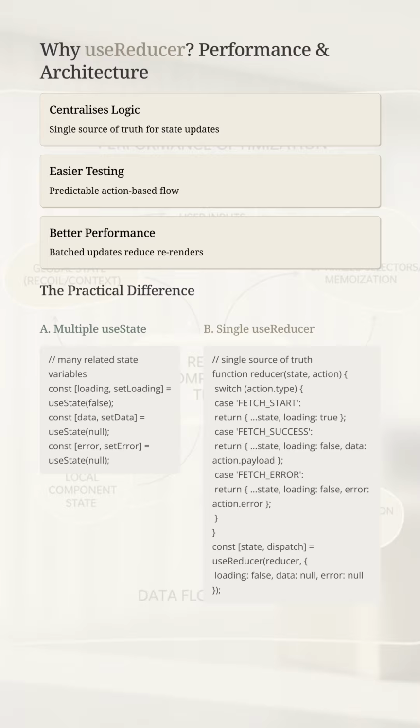This has three big benefits. First, it centralizes your logic into a single source of truth. Second, it makes your code easier to test and reason about, because every update follows a predictable action-based flow. And third, React can batch related updates together, which improves performance by reducing unnecessary re-renders.